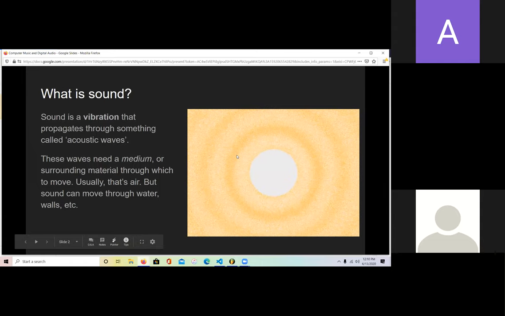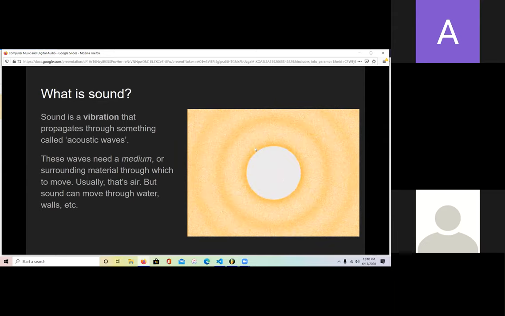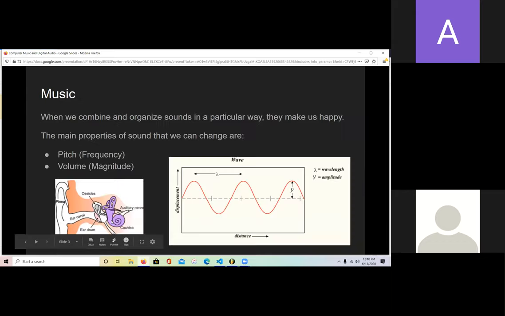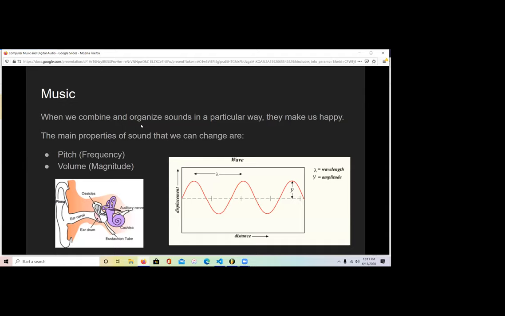Okay, so in case you couldn't see it, this was the image that I was talking about. In the middle, that's the source of the sound, and you can see the waves moving outwards. The little orange dots represent the air that the sound is moving through. When we combine and organize these sounds in a certain way, they make us happy. That's what music is. Nobody really knows exactly why, but certain sounds, when you combine them and put them in a certain way, people like it.